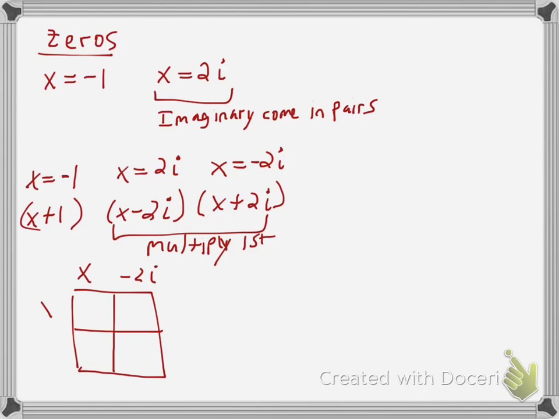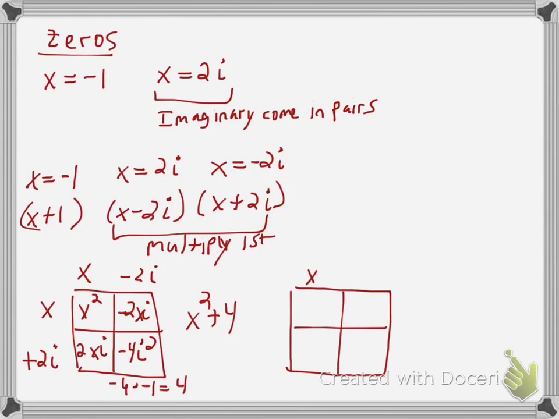So set up your box, x minus 2i, x plus 2i. x times x is x squared. Then you take that negative 2i and multiply it by x, it's a negative 2xi. You take your positive 2i and multiply it by x, it's a positive 2xi. You're going to notice that those two terms cancel each other out. And when you multiply your last box, it is a negative 4i squared. One thing I want you to remember is that i squared is equal to negative 1. So that's really just negative 4 times negative 1, which is a positive 4. What's left over is x squared plus 4.